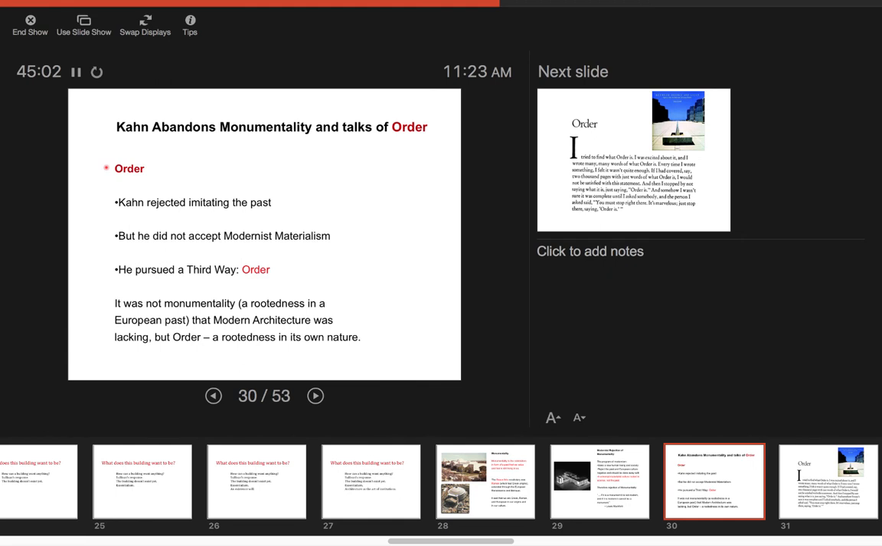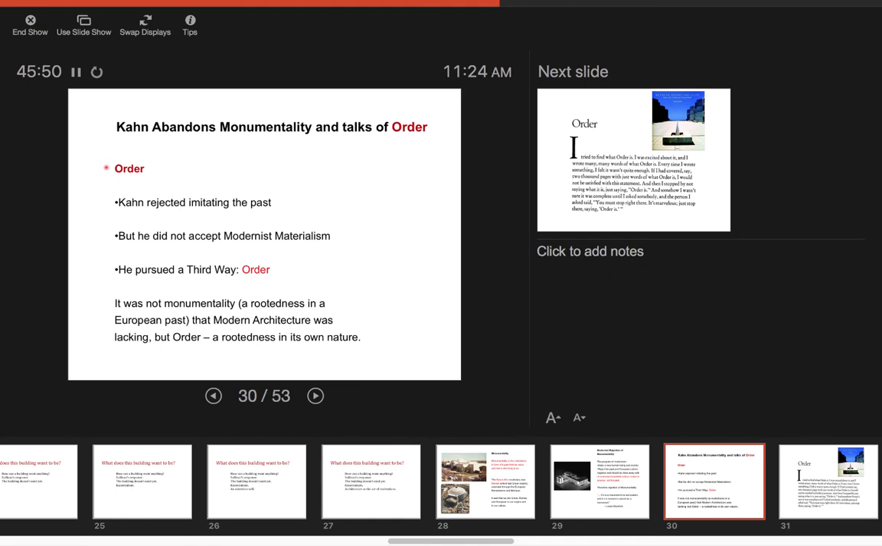Now, what should that school be all about? That's what you'll express when you design your school. The realization of its all aboutness through the form you create. So that's what Kahn means by order. The underlying origin of something. So it was not monumentality rooted in the European past. The modern architecture was lacking, but order, rootedness in its own nature.